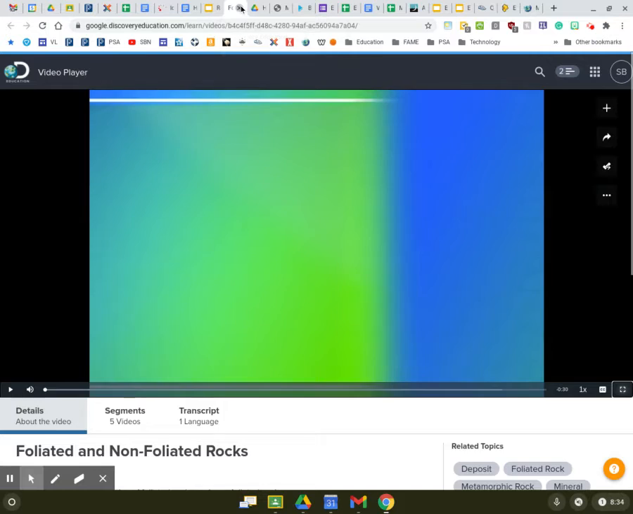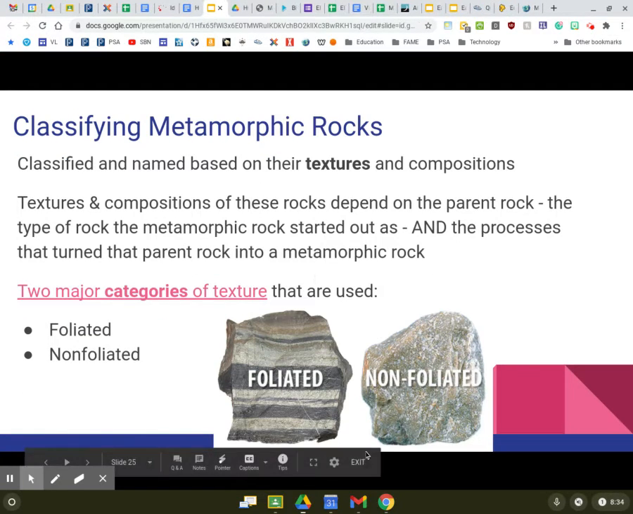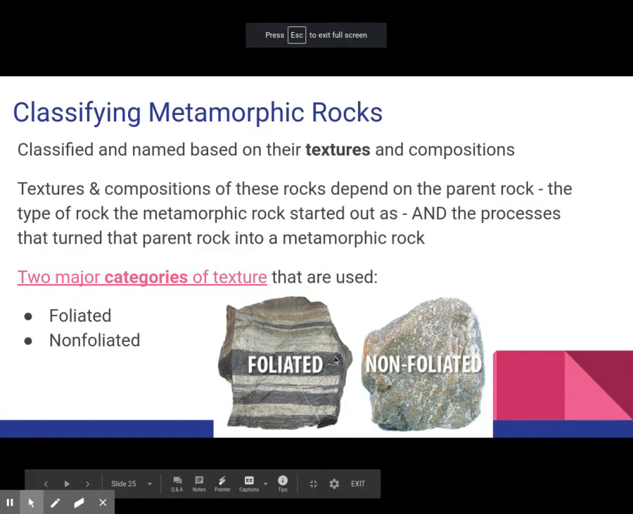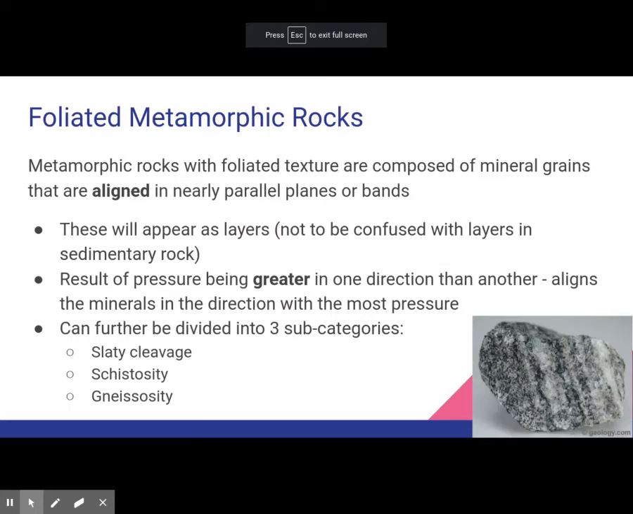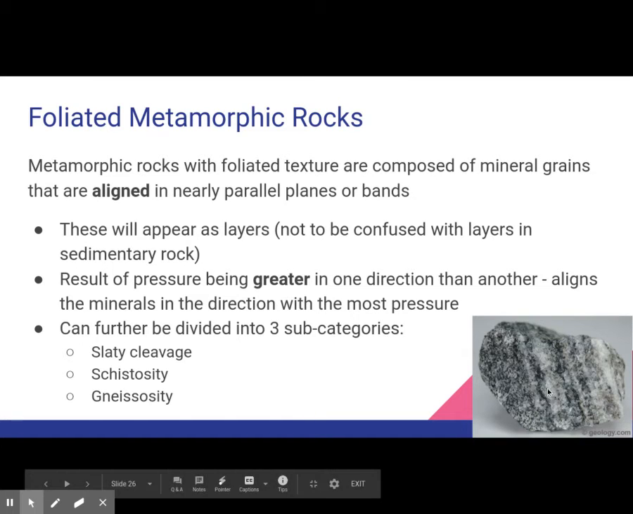All right, so good visualization of the banding that takes place for foliated rocks and how it's not existent with the non-foliated. So foliated metamorphic rocks, there are within foliated some subcategories that you'll need to know. So metamorphic rocks that have a foliated texture have their mineral grains that are aligned in nearly parallel planes or bands. So you can kind of see over here, there's bands that are parallel to each other. These will appear as layers.